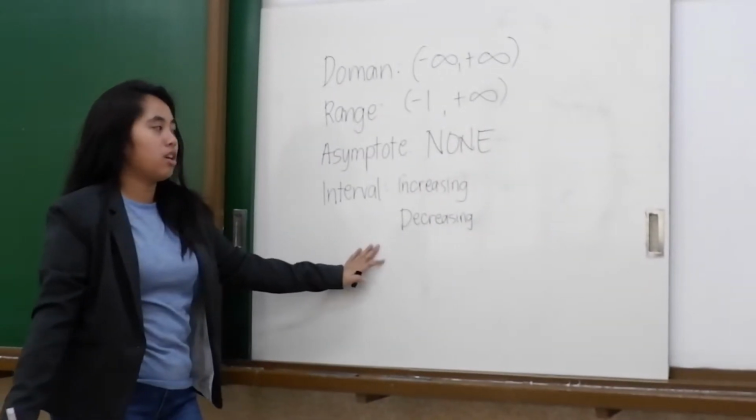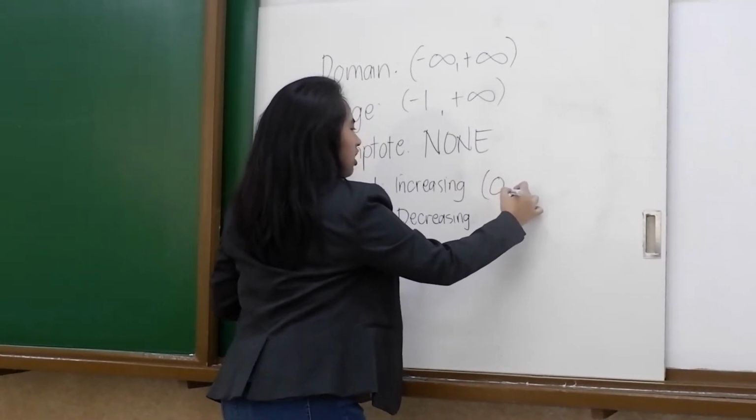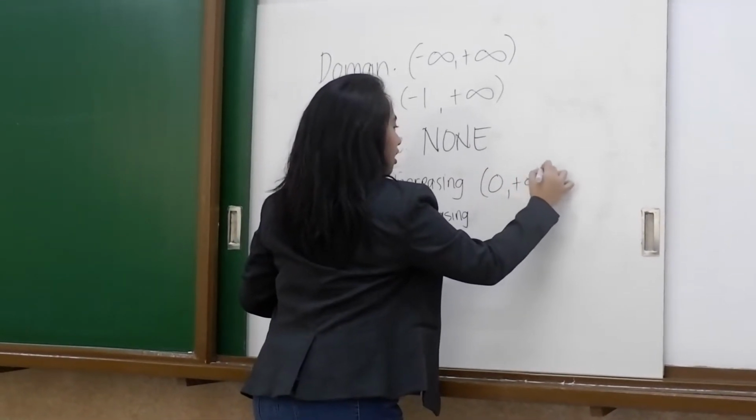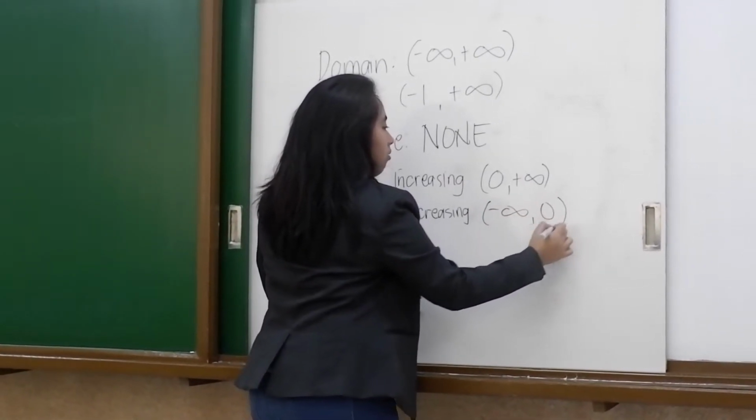And the intervals are increasing 0, positive infinity, and decreasing is negative infinity, comma 0.